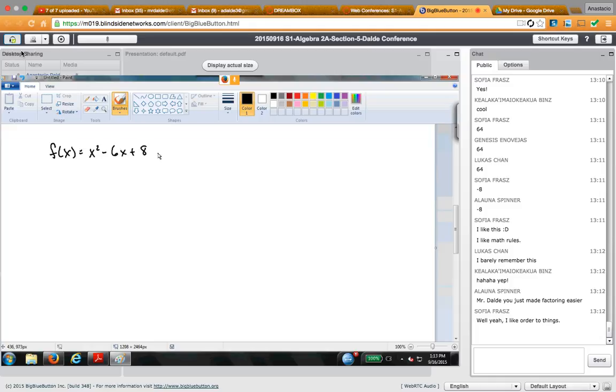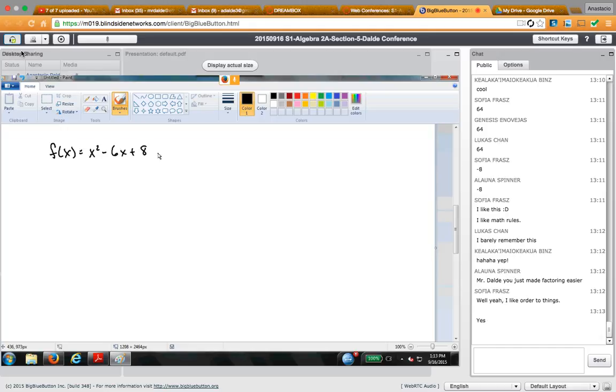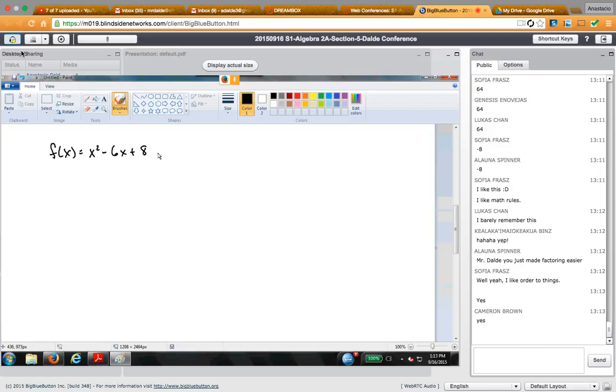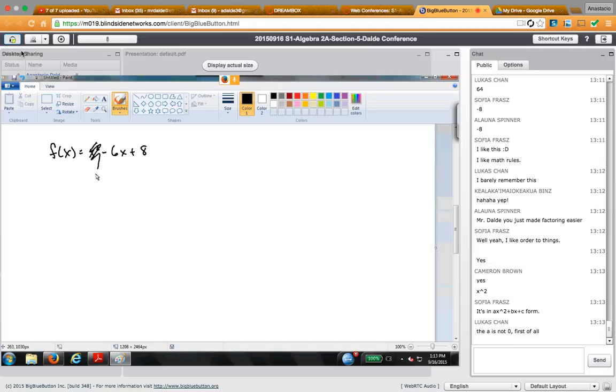First of all, what is this, a parabola? Yes. How can you tell? Because of the square. Anytime you have an x squared, it's a parabola. If I didn't have that x squared, that's a line. It would actually look like y equals mx plus b. But now it's a parabola.